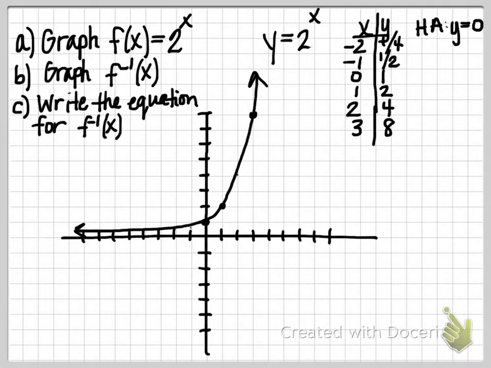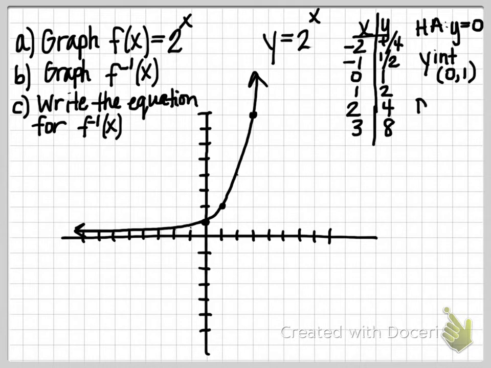Of course, when we shift the graph up or down, the horizontal asymptote may change, but we're talking about the basic parent functions. They'll have a horizontal asymptote of y equals 0. We have that common point (0, 1), which is our y-intercept. So our y-intercept is the point (0, 1).